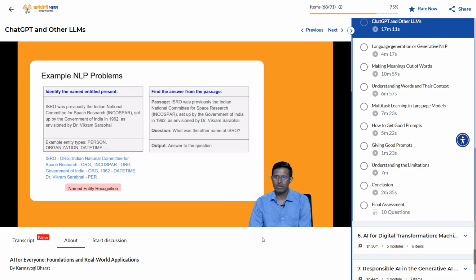And then there is another very important NLP task, which is question answering. Here there is a passage and there is a question. These two form the input, and the goal is to find the answer to the question from the passage. Here the same passage about ISRO was given, and the question is: what was the other name of ISRO? The output is the answer to this question, which in this specific example is Indian National Committee for Space Research, INCOSPAR. So this is question answering.